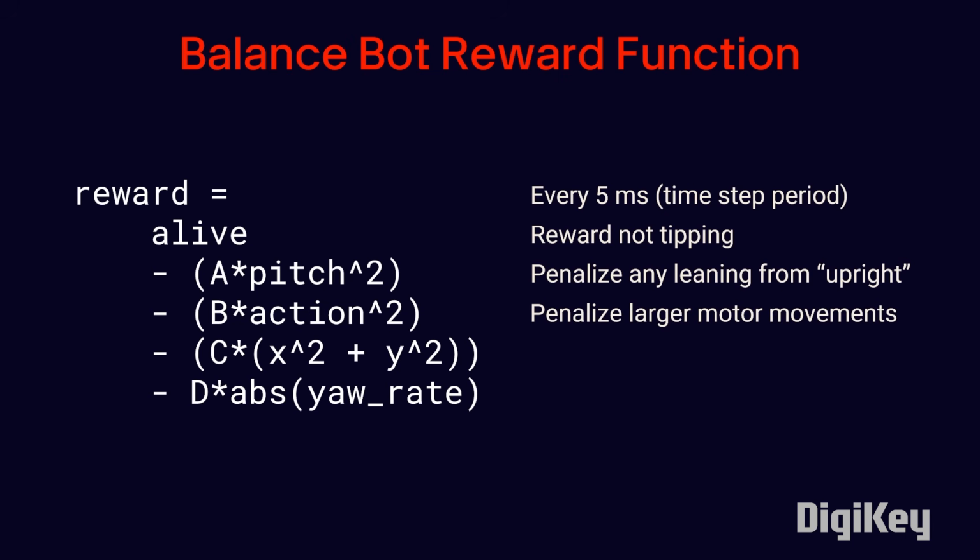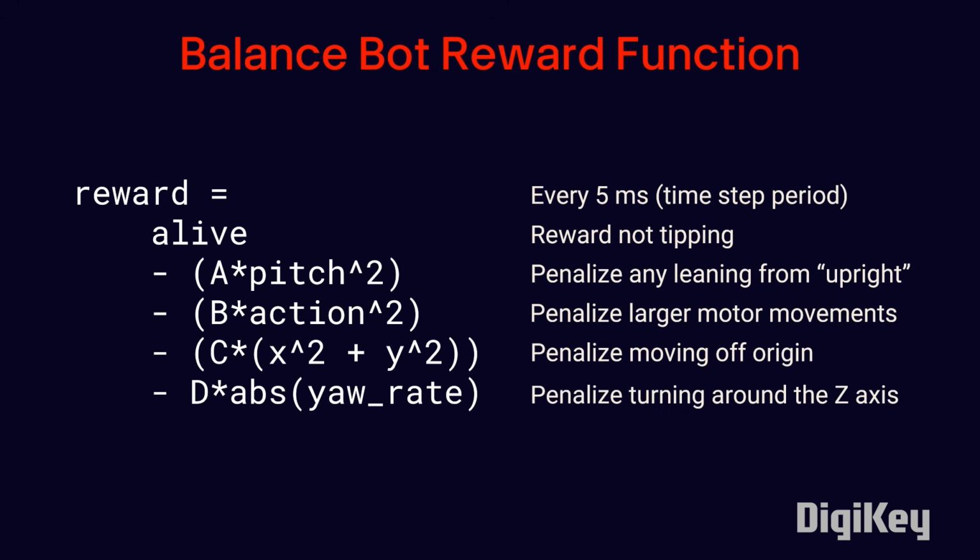Note that we have access to information in the simulator that we might not have on the real robot. This might be things like the absolute position of the robot or its heading. This is known as privileged information, and we can use it during training. We'll use the absolute position of the robot in the X and Y plane to penalize the agent for moving off the origin. We'll also use the privileged yaw rate rather than relying on the IMU gyroscope to penalize turning around the Z-axis. Altogether, this should encourage the robot to balance and stay near the origin without turning.